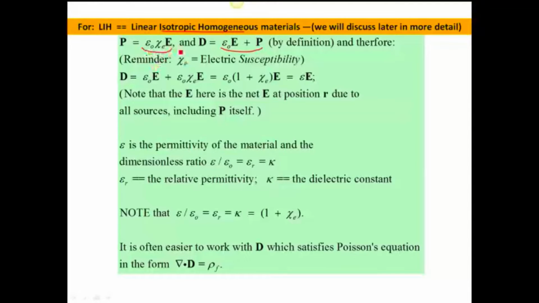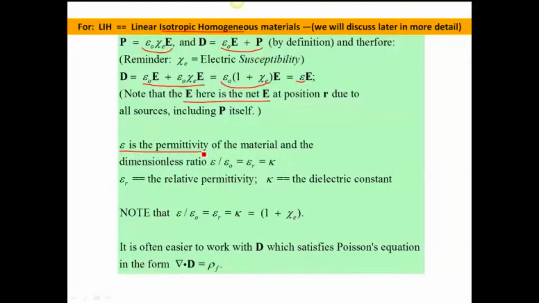So here we go. P is equal to this. D is equal to this. So for P, we're going to put this into the equation. And that's what we have here, those two terms that now have chi in the equation. Well, we can factor out E, and so we're left with this relationship here. The product of epsilon 0 times 1 plus chi sub E is equal to the total permittivity times E. One more time, E is the net E at position r inside the dielectric due to all sources, including P itself.